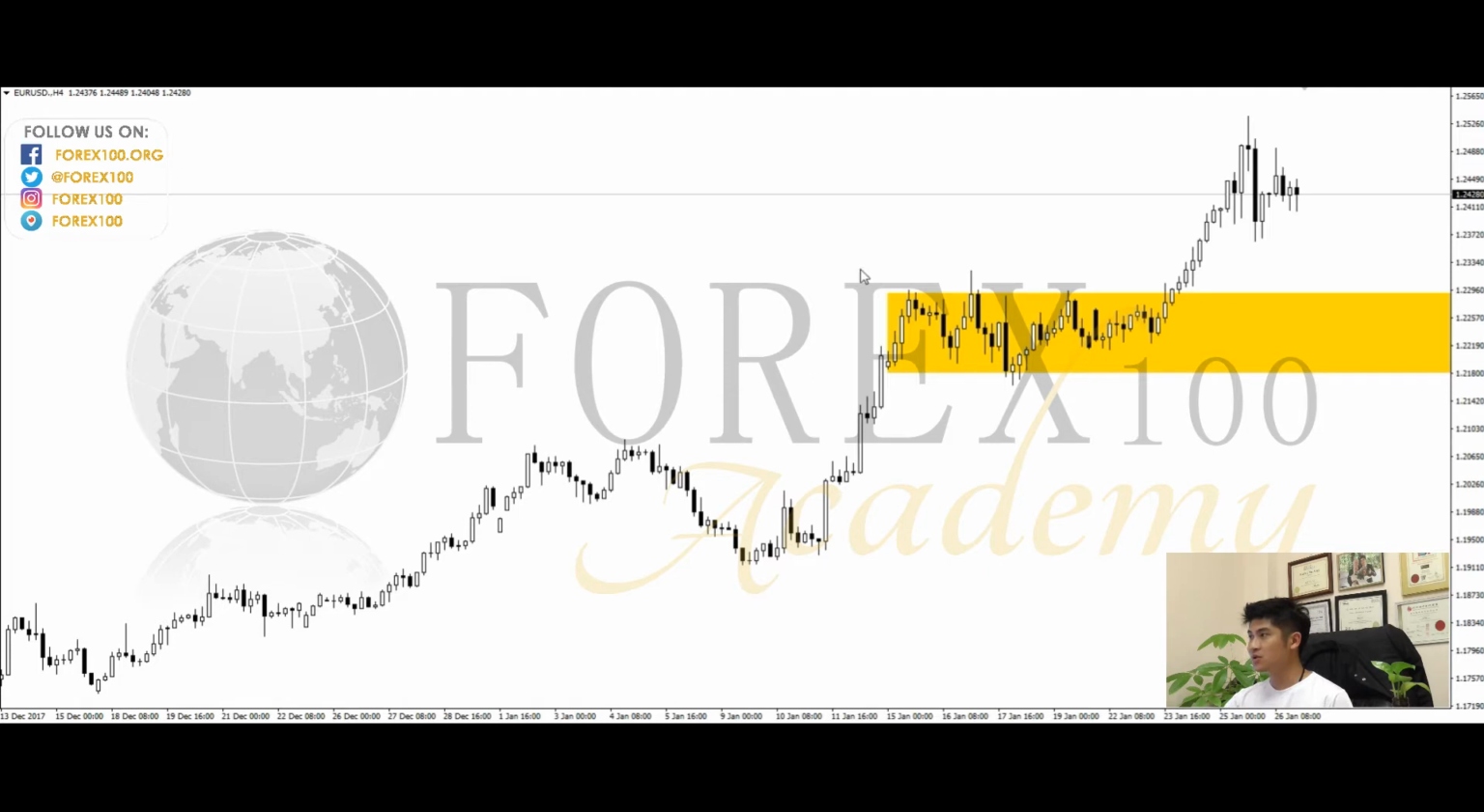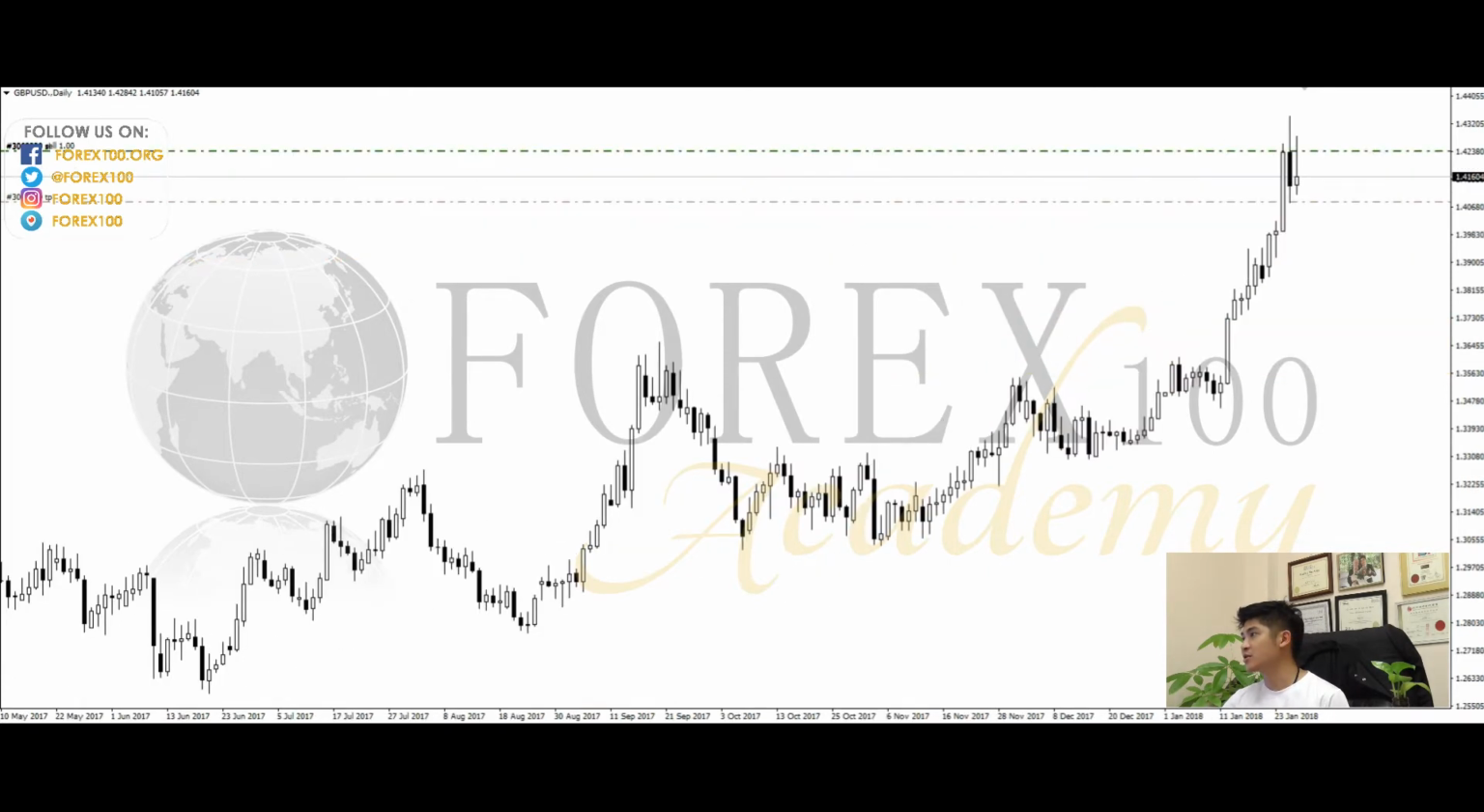Alright, so let us move straight to pound dollar on the daily chart itself. You can see that when the market went up, I also did a counter trend trade. What is counter trend? Meaning to say that it is obvious the trend is moving upwards, and I'm looking for an opportunity to short the market.